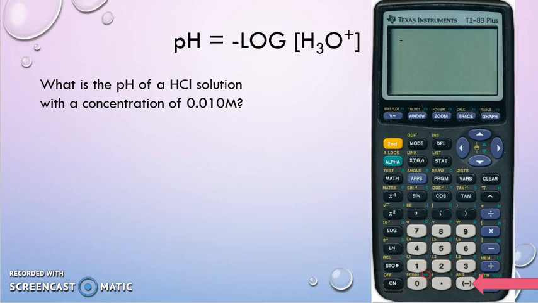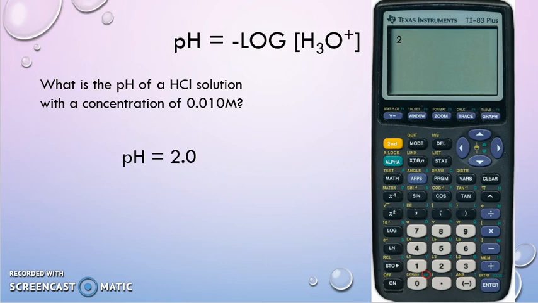Then I'm going to push the log button. And then finally, I'm going to type in the actual number for the concentration of that acid, 0.010. And now I'm ready to hit enter. And the calculator will give us our answer, and the pH of this solution is 2. That's pretty easy, right? Well, I'm hoping so.